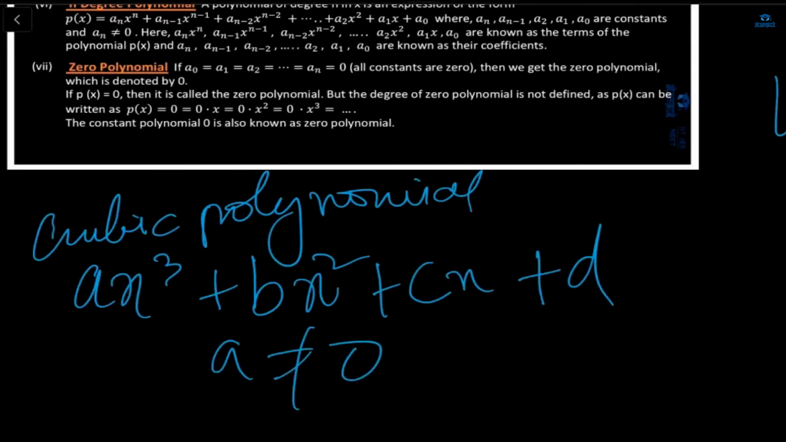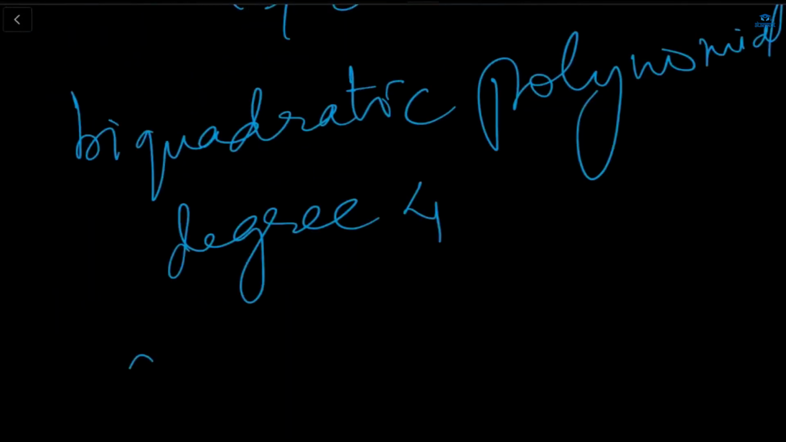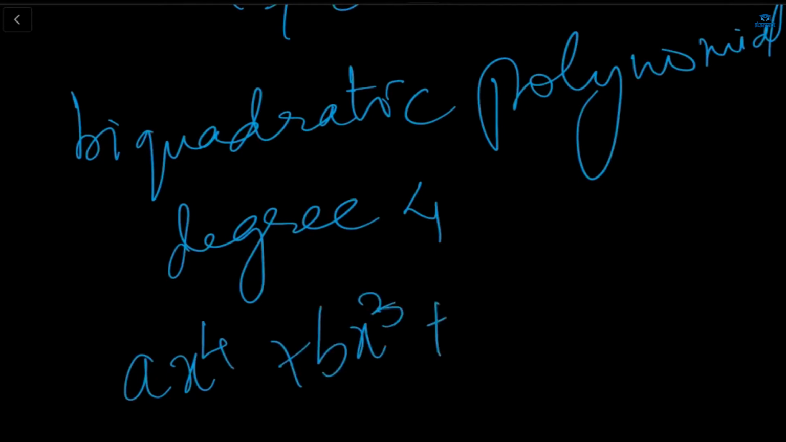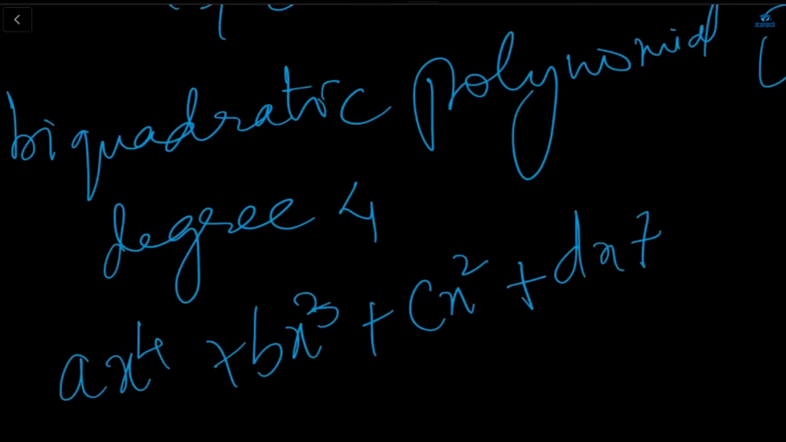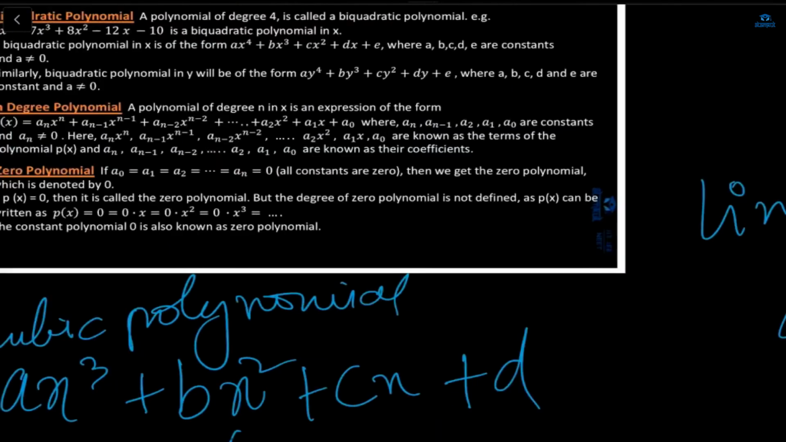Now, the polynomial of degree 4 is called a biquadratic polynomial. It will be of the form ax to the power 4 plus bx cube plus cx square plus dx plus e, where a should not be equal to 0. Up to biquadratic polynomial, it's okay.